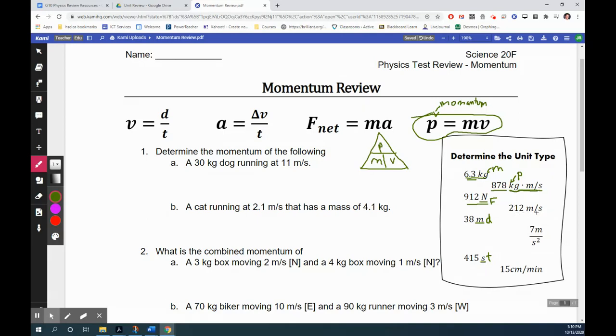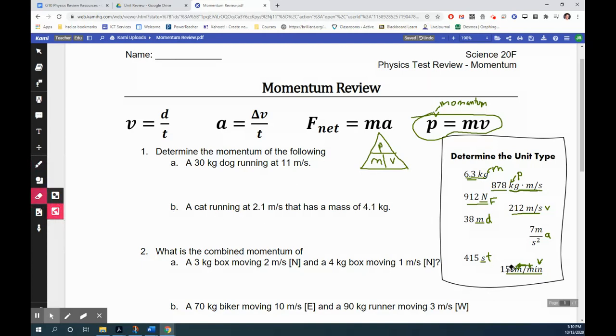212 meters per second, m per s. A distance divided by a time. This means this is measuring a velocity. And here we've got almost the same thing, but it's meters per second squared. So it's meters per second per second. So this is an acceleration, all right? A change in speed over time. And last one, we got 15 centimeters per minute, a distance divided by a time gives us neither distance or time, but rather a speed. Your distance is changing over time, so this is a velocity.